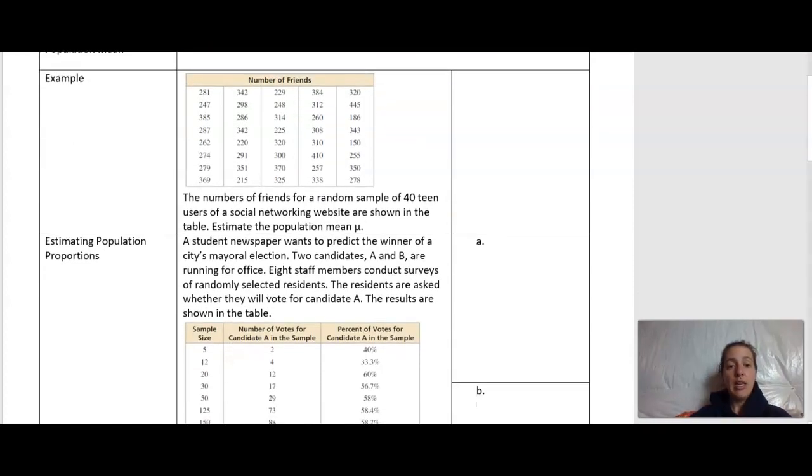For example, here I have the numbers of friends for a random sample of 40 teen users of a social networking website shown in the table. Estimate the population mean. In order to do that, I'm going to give you the fancy math write out if you want to look at it. I need you to be able to recognize that that's what it's talking about. So I've got x-bar, which is my sample mean, is equal to, this big word is sigma, that's the sum of all my x values, all of my number of friends, divided by n, which is how many of them there are. So there's just my fancy math way of writing it.